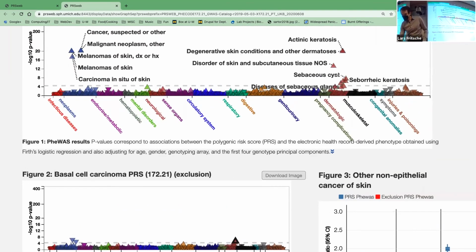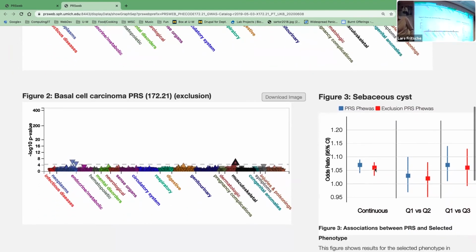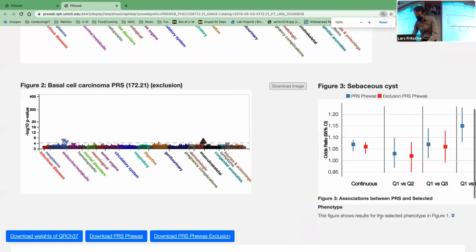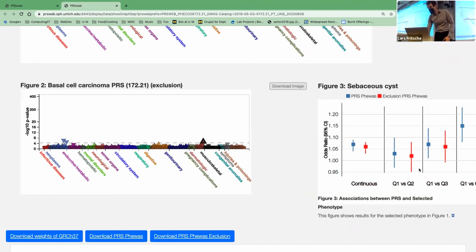So when we select this in here, you can also directly see the association of the continuous PRS. And you can see Q1 versus Q2. You can see if this enrichment here is present in the different quartiles. And in this case, it is present in the PRS, but also in the exclusion PRS GWAS, meaning that there seems to be an independent association there.